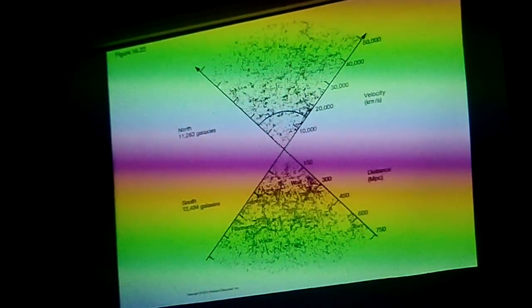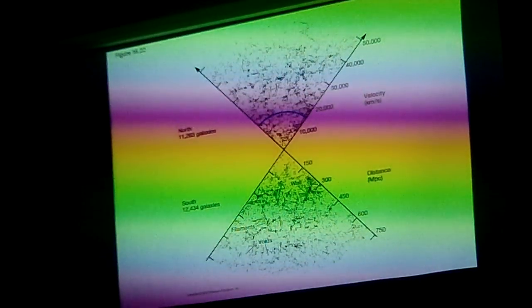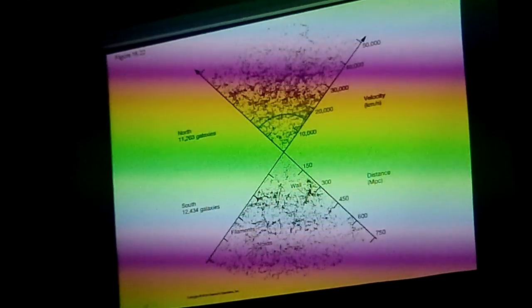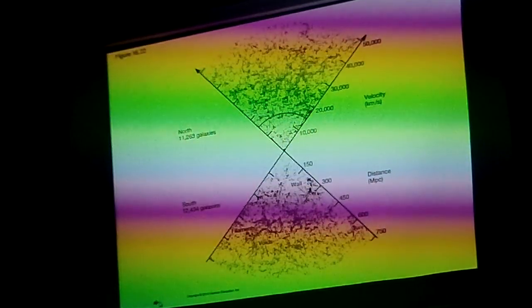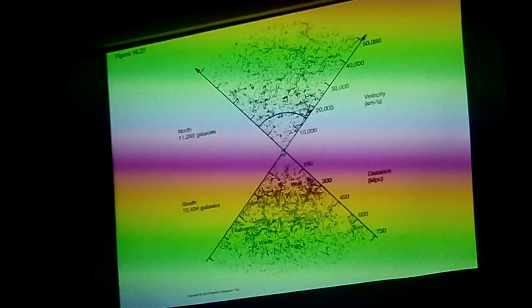In the brain of a computer somewhere, there's a 3D map of the universe showing all the galaxies we've ever seen. Can you imagine how much data that is? A lot. Absolutely. So we're at the middle there.